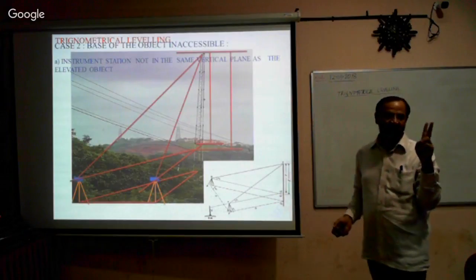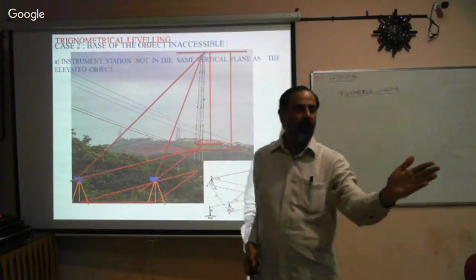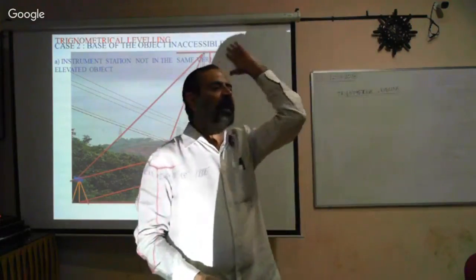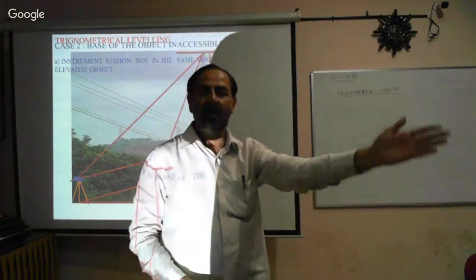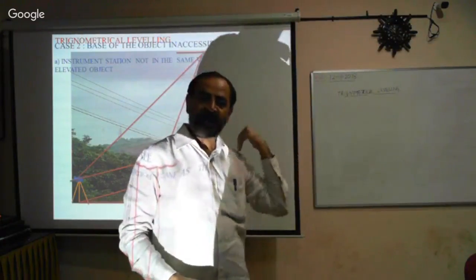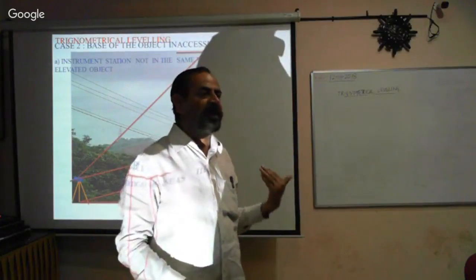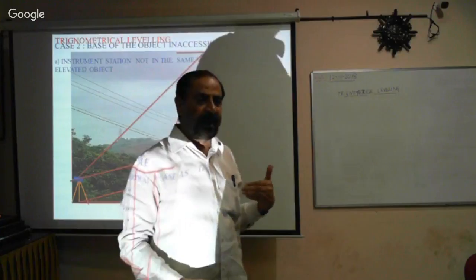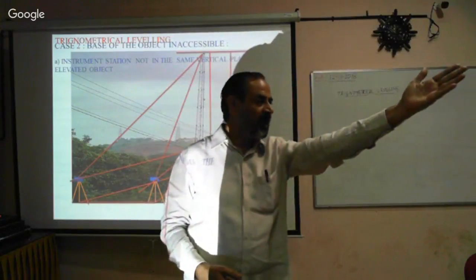It is called the double plane method. Now, in the previous case, there was only one vertical plane. The triangle was formed only in the vertical plane, whereas in the double plane method, we are not able to reach the object.